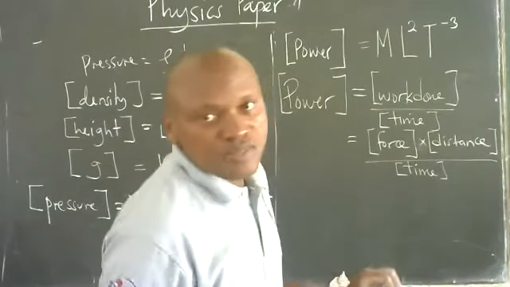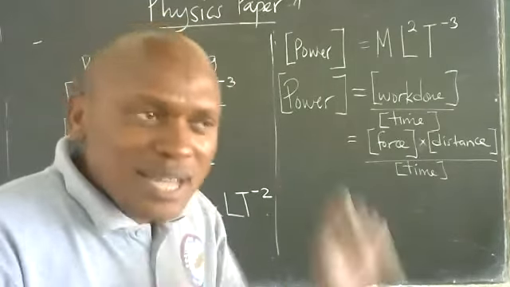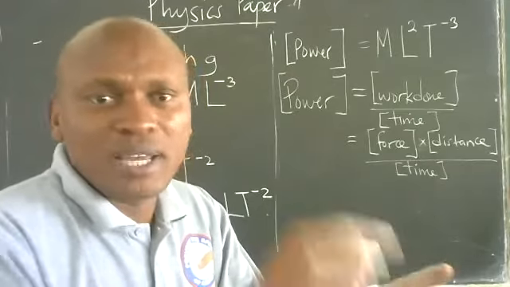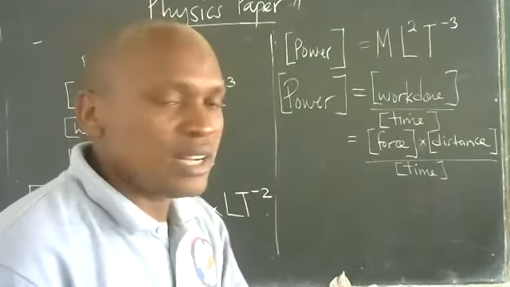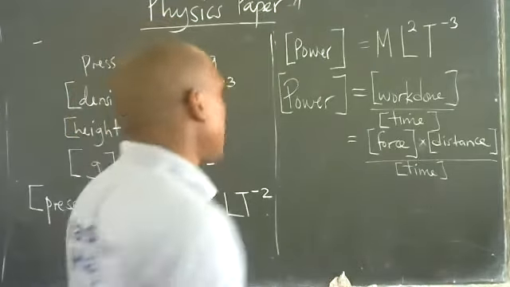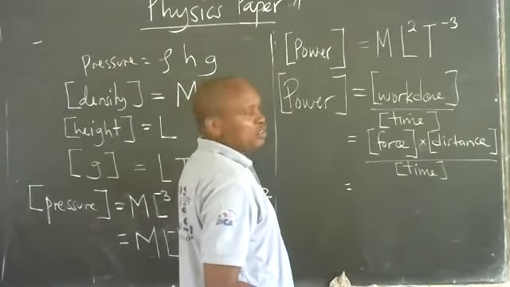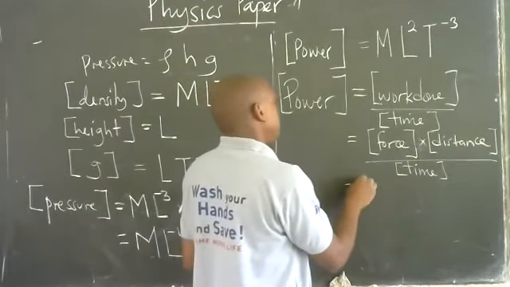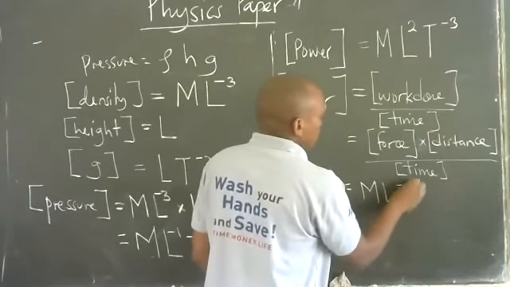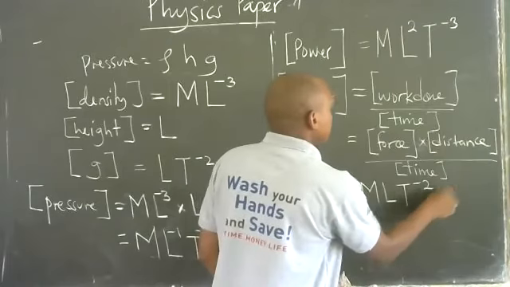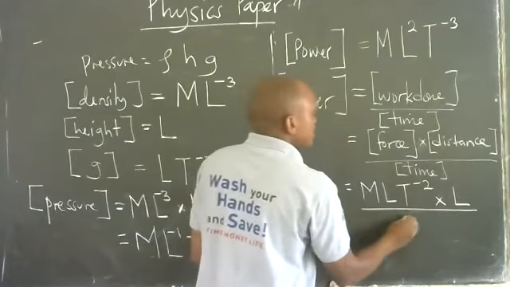I continue putting these brackets until I put the letters. When I start writing those capital letters M, L, and T, that's when I stop putting the brackets, because I'm still looking for dimensions. The dimensions of force: MLT to the power negative 2. The one for distance is L. And the one for time is T.